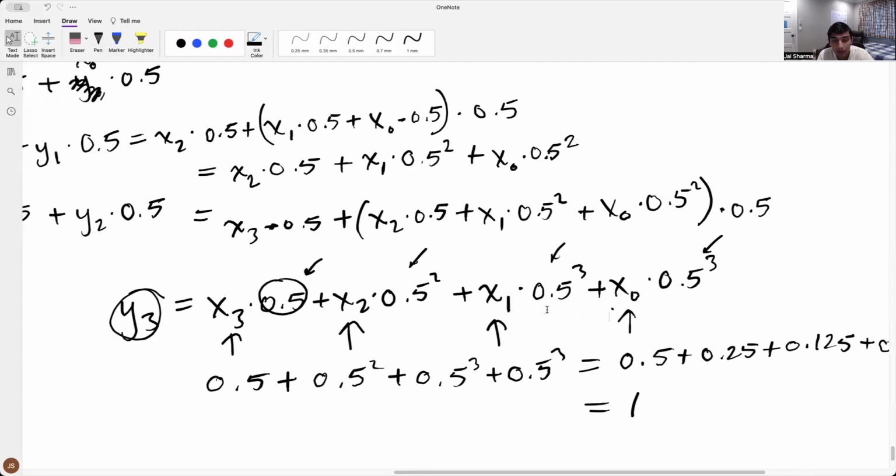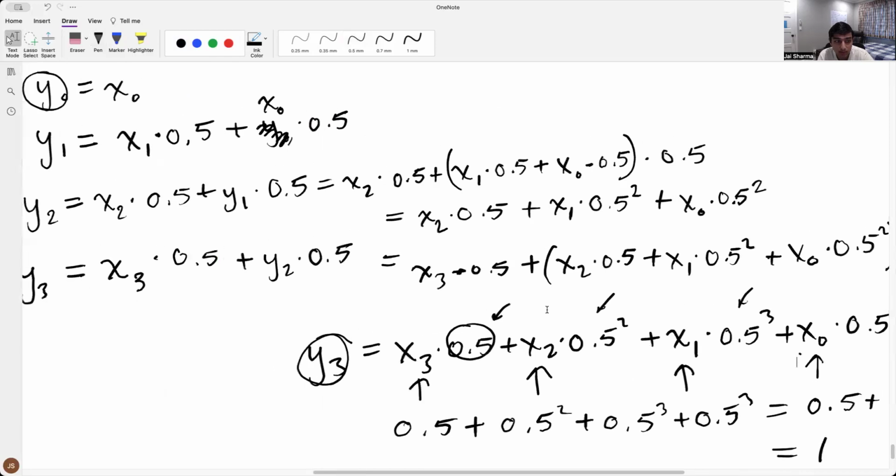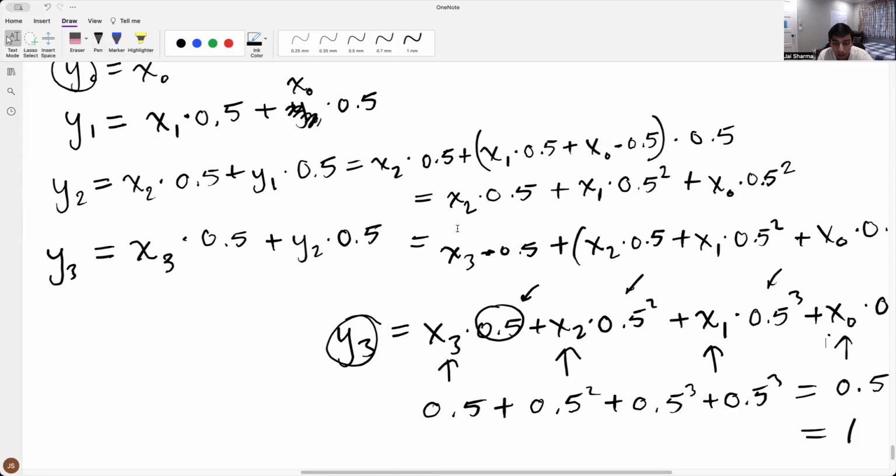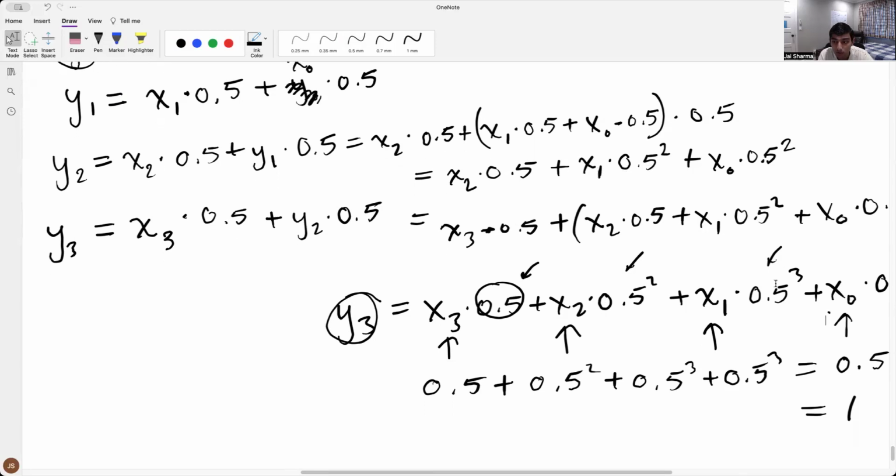So what we can see is, even for y2, let's say, right? y2 gave a weightage of 0.5 to x2, and then over here we have 0.5 squared. So it's been discounted by a factor of 0.5. And so this one was 0.5 squared for x1, and x1 has 0.5 cubed over here. So each time the factor is being multiplied by 0.5, and then 0.5 and 0.5, and then you have this exponential decay.